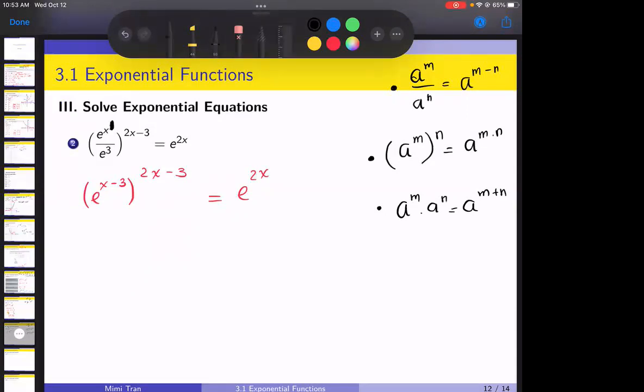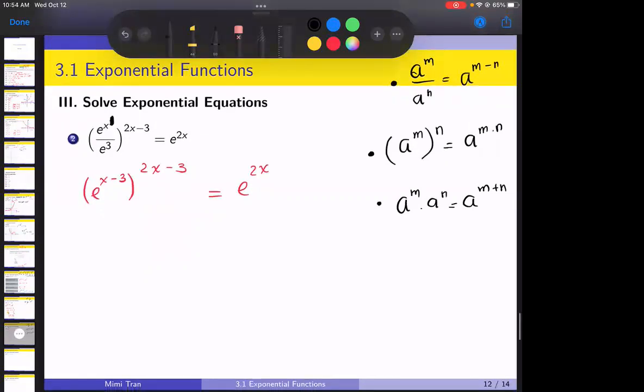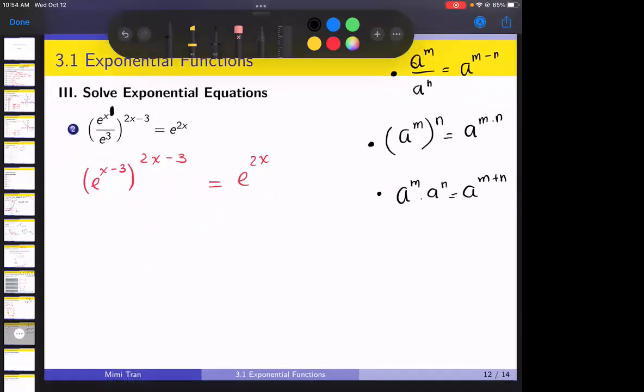The difference is here I have multiple same bases. Here I only have one base and multiple powers. Multiple powers multiply, multiple bases add. All right, so you remember your rule, right? You okay? So what do I do next? The left hand side is what?